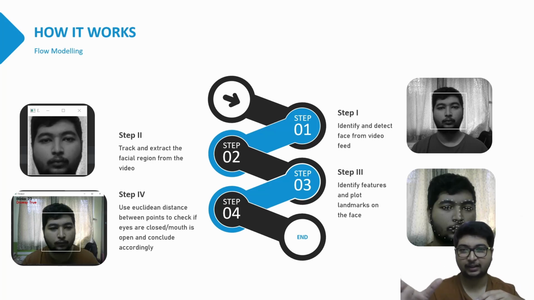Then we isolate and track the face. And once we have the isolated face, then we pass it on to the machine learning model. So it's a pre-trained model and it will plot landmarks on the face so we can identify the features. And based on these points, we can calculate the distance between individual points and come to a conclusion whether the person is blinking or the person is yawning or the person has fallen asleep.